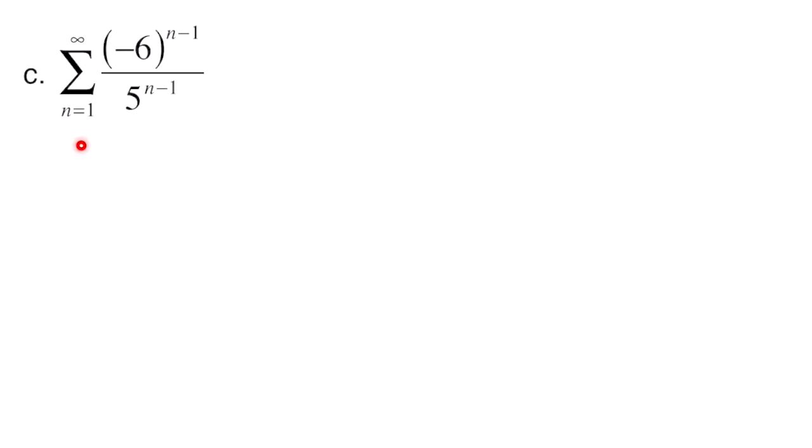For part C, we have sigma n starts at 1, goes to infinity. We have -6 to the n minus 1 over 5 to the n minus 1. Since both of these have the same power, what we're going to do is rewrite this series. So instead of both of them separate to the power of n minus 1, I rewrote it as -6 over 5 all raised to the n minus 1. And now you can identify r. R is the number that's being raised to the variable exponent.